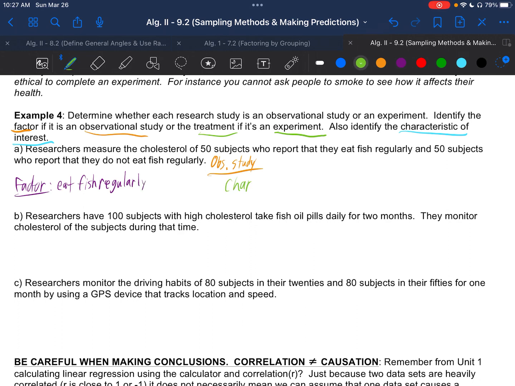The characteristic of interest, so what we're curious about to see if it affects anything, is the cholesterol levels.